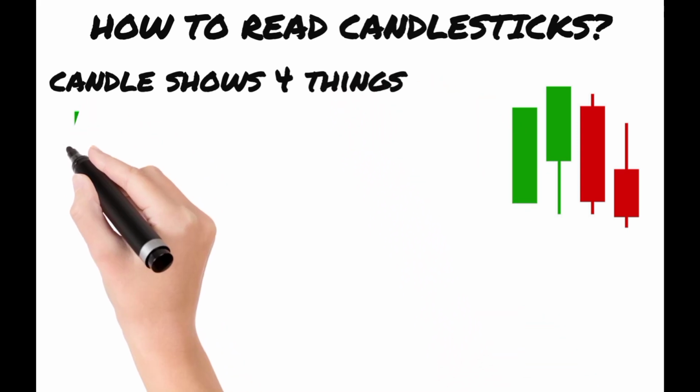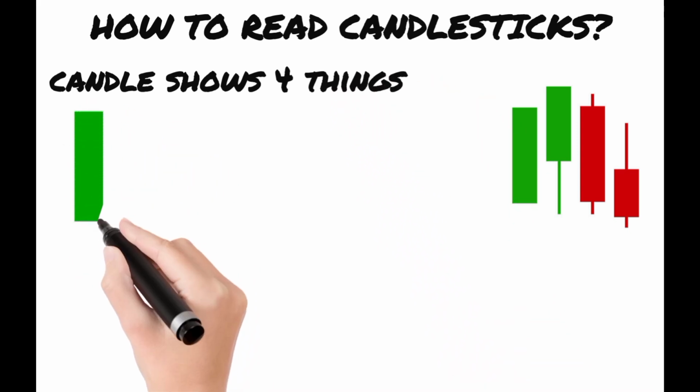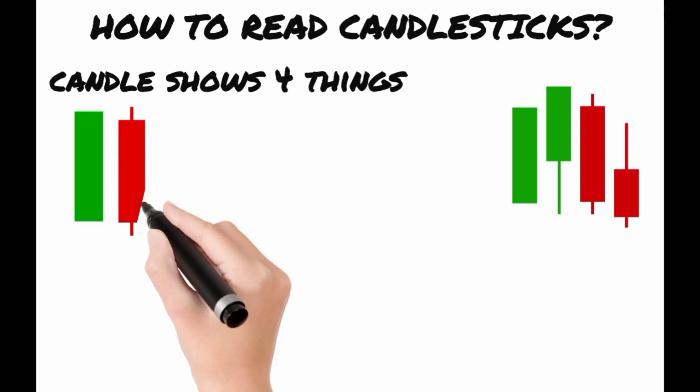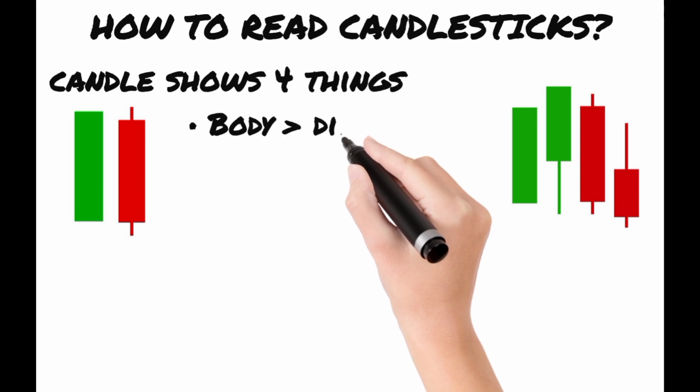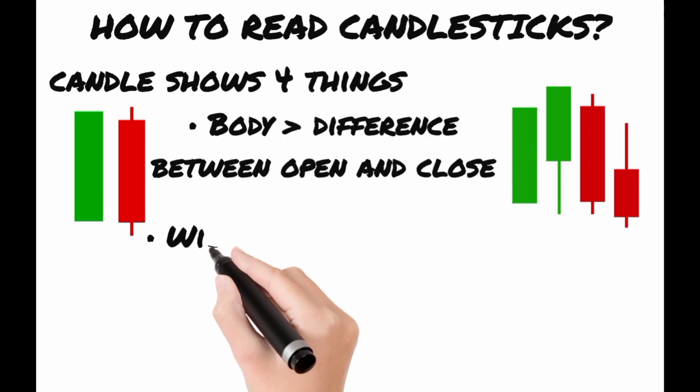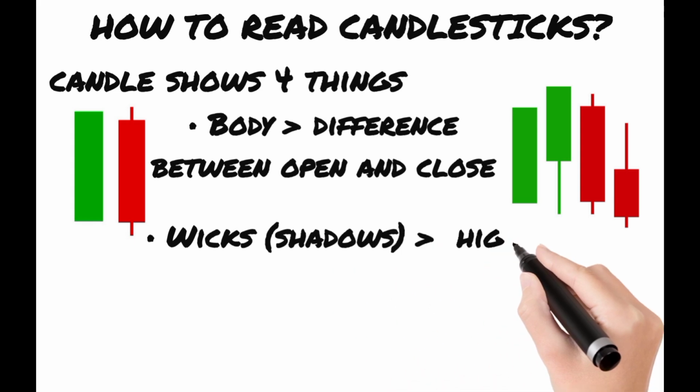How to read it visually. A green candle indicates price closed higher than it opened. A red candle indicates price closed lower than it opened. Parts of a candle. The body shows the difference between open and close. Wicks, or shadows, show the highest and lowest price.